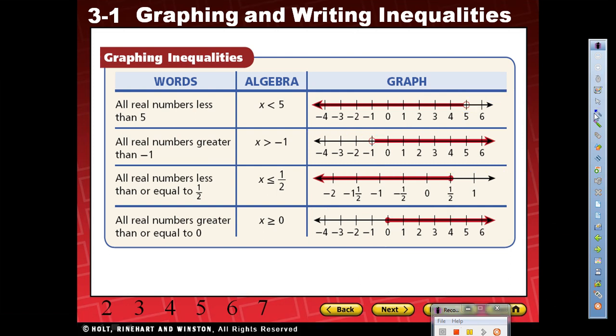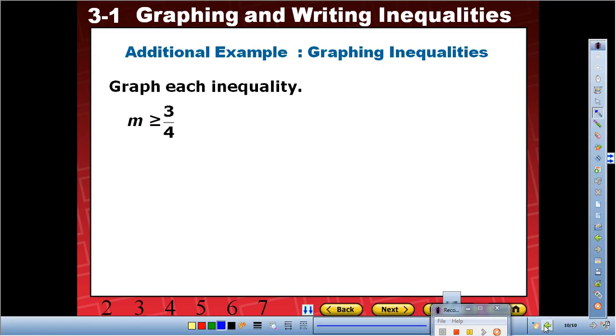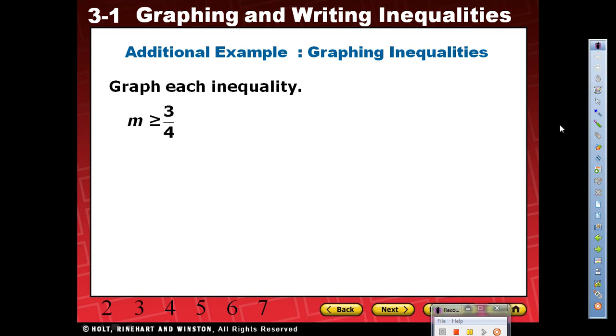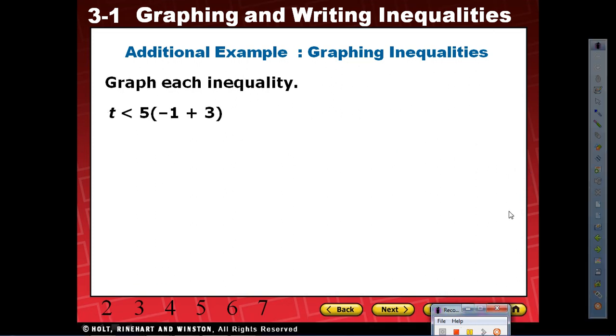So we already graphed this one. There it is. Let's see if you can do this next one by yourself. Okay? Here you go. Okay, copy this one. And this is example 2.